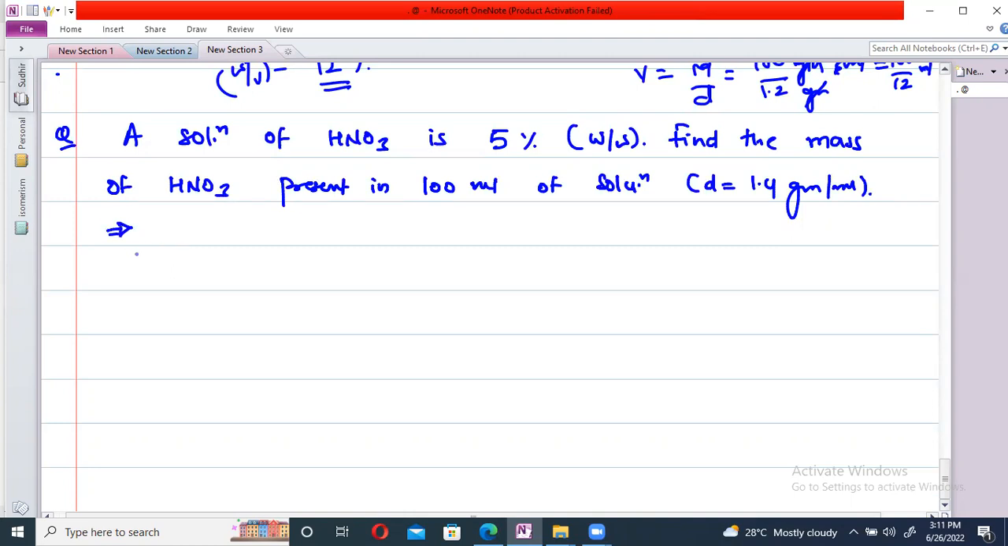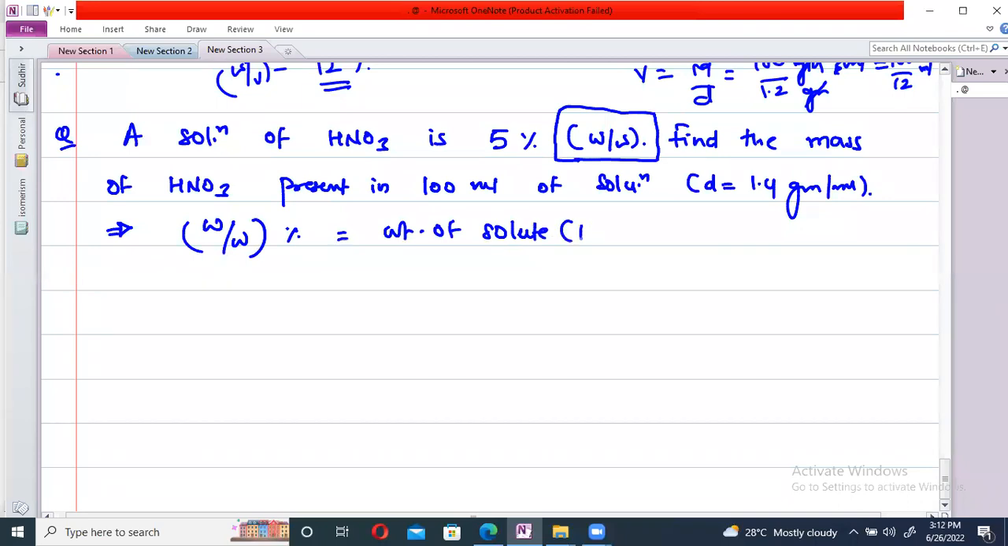See, beta, this is a question we are able to solve only if we know the concept of weight by weight and the concept of weight by volume. Weight by weight is given and the mass of HNO3 they are asking. So we can write the formula. Weight by weight percentage is equal to weight of solute, which in this case is HNO3, by weight of solution into 100. In this one, 5% means we have 5 gram of the solute.